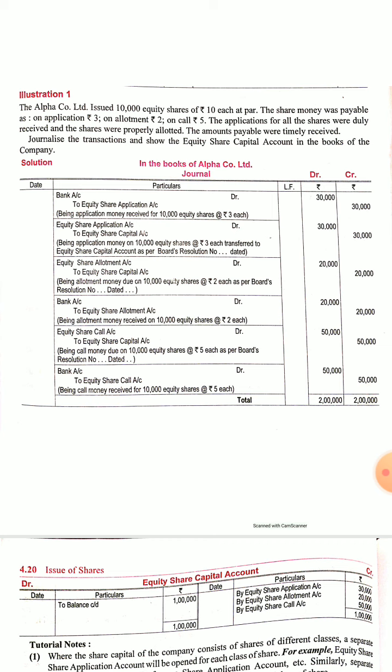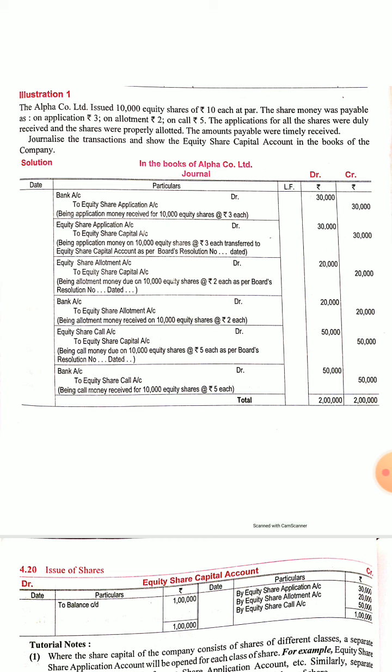So first thing is that for receiving application money, as I told you in the last class, the journal entry will be bank account debit to equity share application account. Here 10,000 equity shares have been issued and rupees 3 is the rate of application money. So 30,000 will be the total amount, and the narration will be being application money received for 10,000 equity shares at the rate of rupees 3 each.